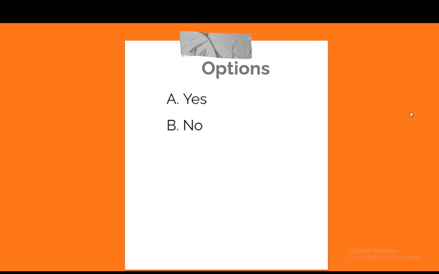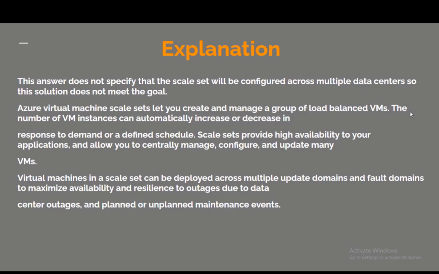Azure Virtual Machine Scale Sets let you create and manage a group of load-balanced VMs. The number of VM instances can automatically increase or decrease in response to demand or a defined schedule. Scale sets provide high availability to your applications and allow you to centrally manage, configure, and update many VMs. Virtual machines in a scale set can be deployed across multiple update domains and fault domains to maximize availability and resilience to data center outages and planned or unplanned maintenance events.